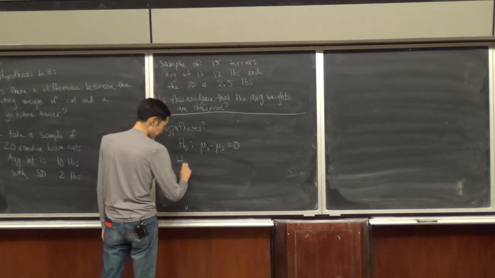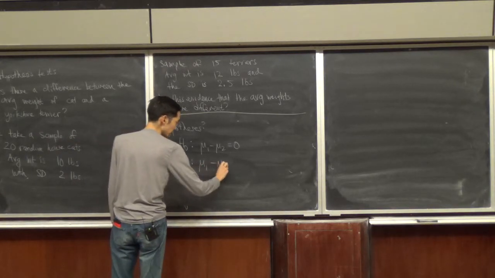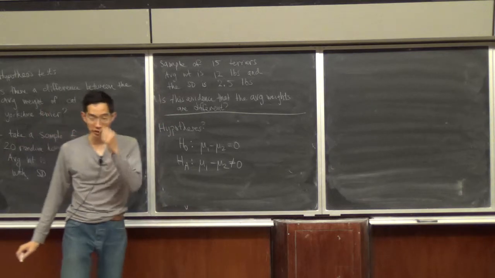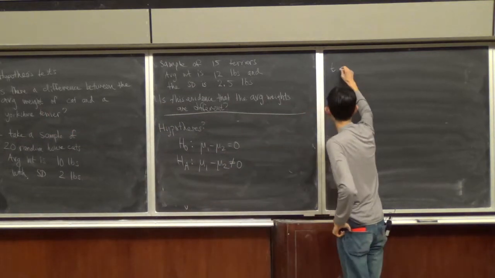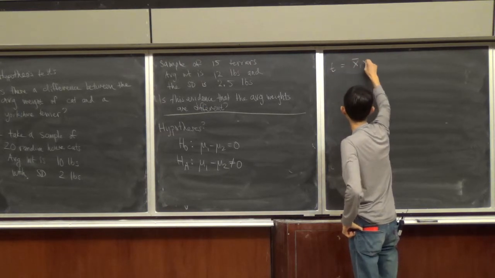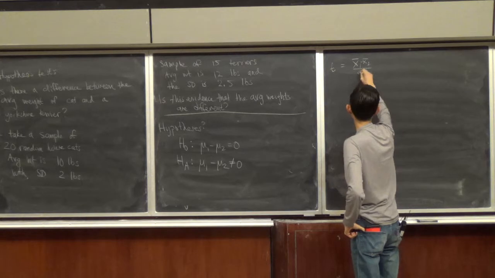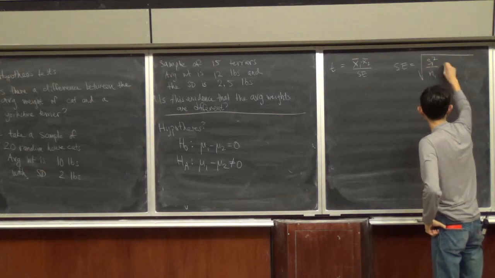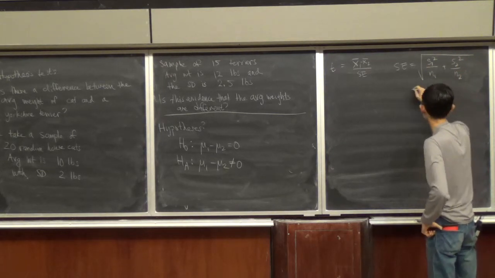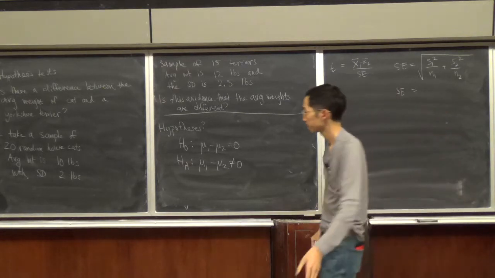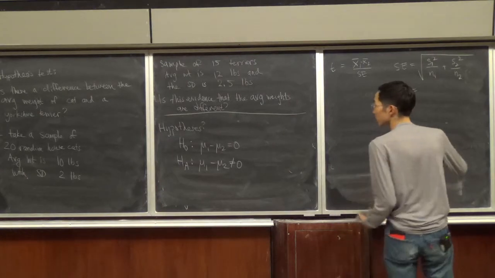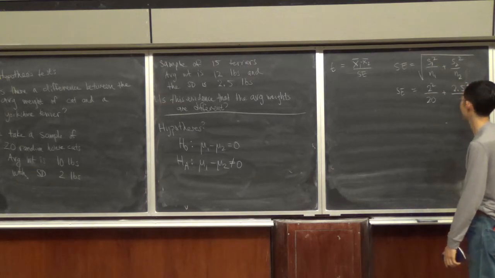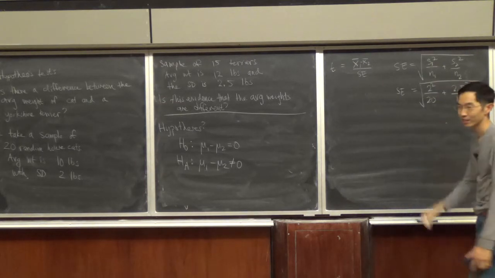What is the alternative? The mu 1 minus mu 2 is not equal to 0, because we're just asking, is this evidence that the average weights are different? Our test statistic is x bar 1 minus x bar 2 divided by the standard error. So let's figure out our standard error, which is s1 squared over n1 plus s2 squared over n2. What is my standard error? 2 squared over 20 plus... Slow down. Okay, I'll slow down.